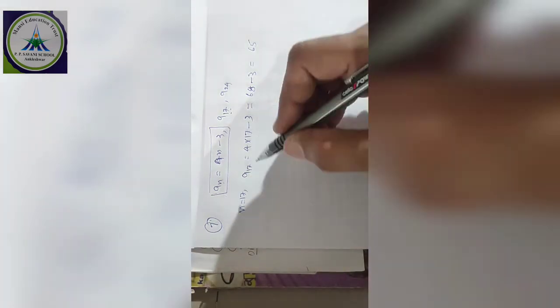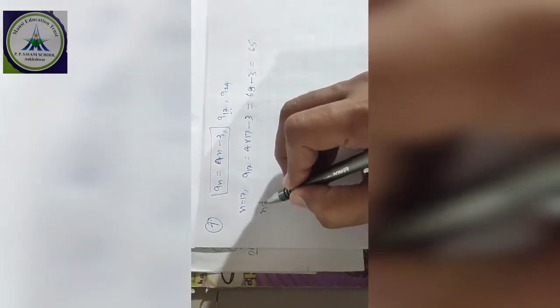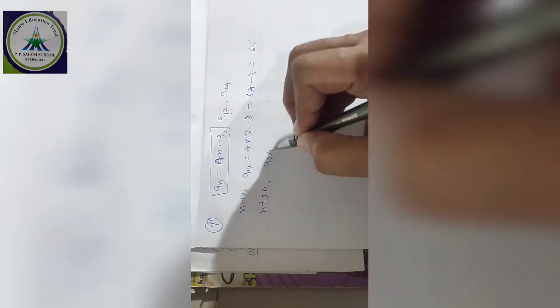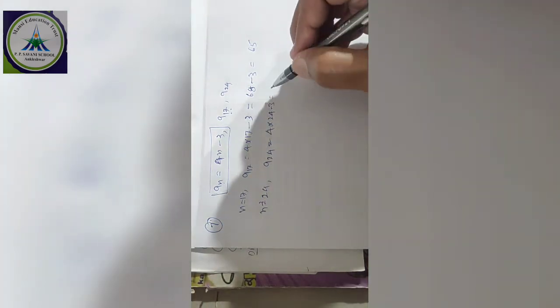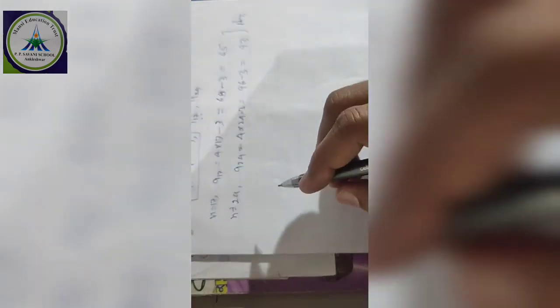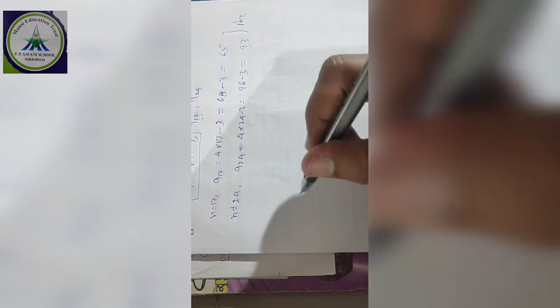68 minus 3, this is 65. Okay, and n equal to 24, so A24 is 4 into 24 minus 3, 96 minus 3, this is 93, that is your answer. Can you solve this question? Is there any problem? Okay, right, next question.